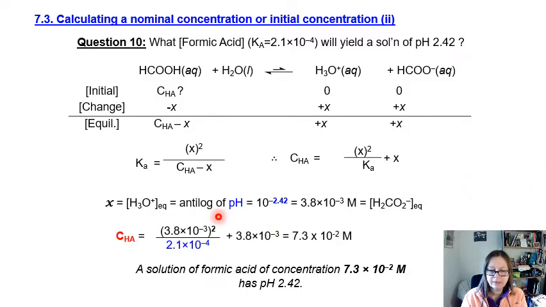So now, replacing this value into our expression for the nominal concentration, it's going to be (3.8 times 10 to the negative 3) squared divided by the value of our Ka, 2.1 times 10 to the negative 4, plus 3.8 times 10 to the negative 3, so plus x here. The nominal concentration of our acid was 7.3 times 10 to the negative 2 molar. So we can say that a solution of formic acid of concentration 7.3 times 10 to the negative 2 molar has a pH of 2.42.